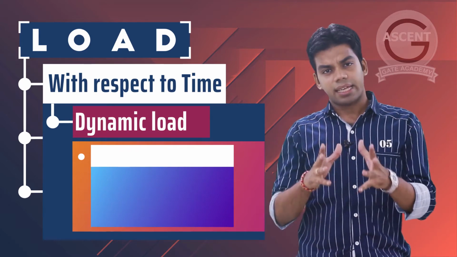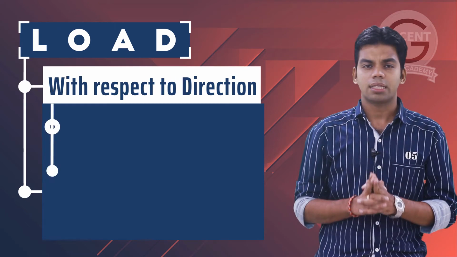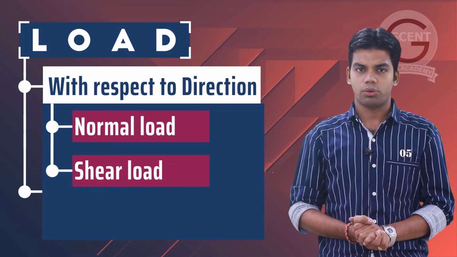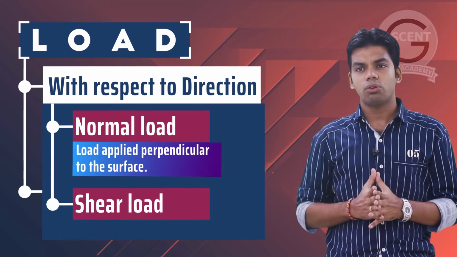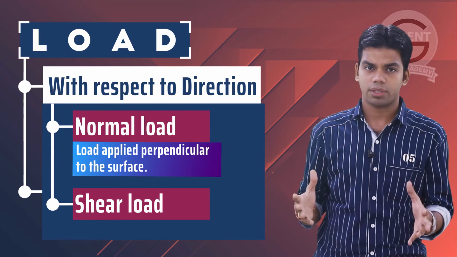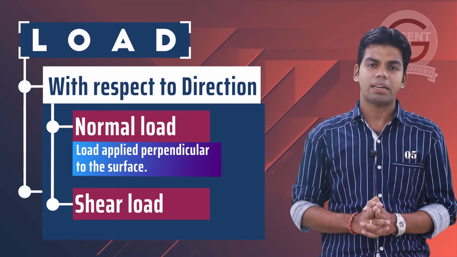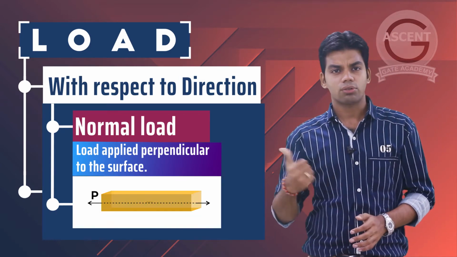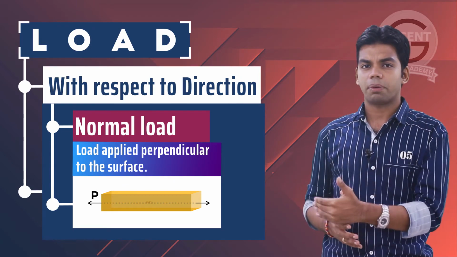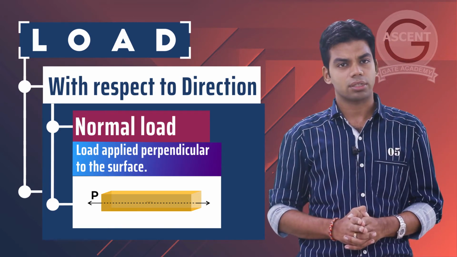Now coming to the second classification, which is with respect to direction. With respect to direction, this load can be further classified into normal load or shear load. Now what is normal load? Normal load, or normal force, is the force acting perpendicular to the surface. Normal to the surface. The force acting perpendicular to the surface, that particular load is known as the normal load. As you can see in this particular figure, the load is acting perpendicular to the cross section area. That particular load is known as the normal load.